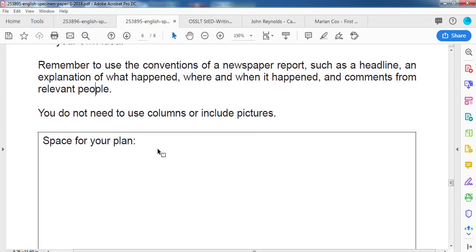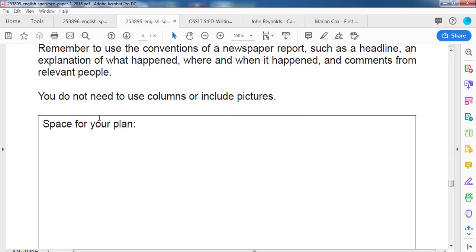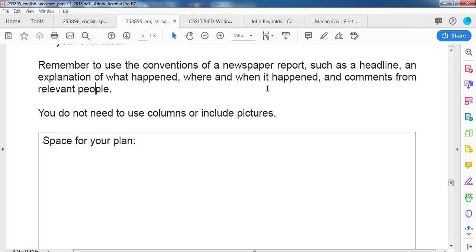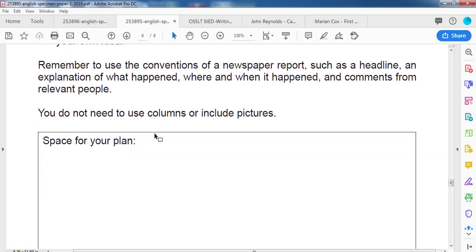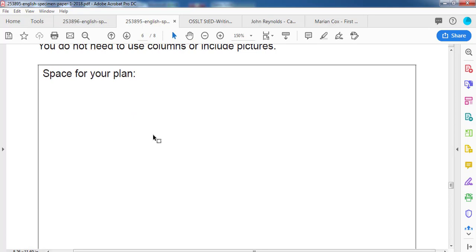You have to write here in the planning that you need a newspaper report. You have to put the headline. You have to write an explanation of what happened, where and when. Try to put those keywords they ask you about. So this is something very important to do.